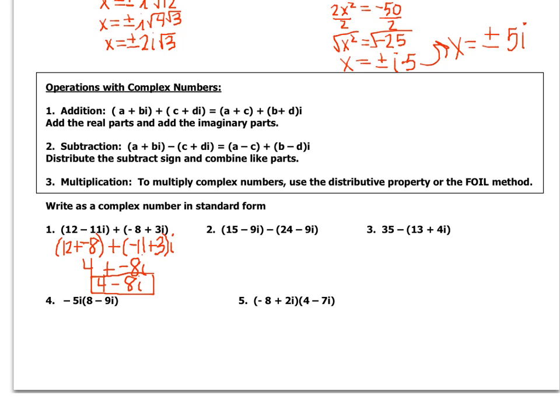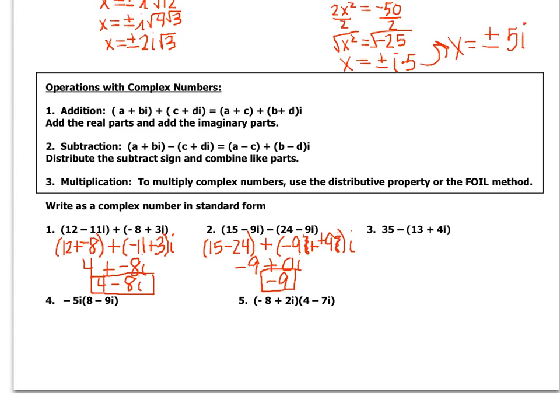This next one is subtracting, so I'm going to subtract my real parts first, 15 minus 24. And then I'm going to add to that, and I'm going to subtract my imaginary parts, negative 9i minus negative 9i. Now I should have taken those i's and put it on the outside, like that. So 15 minus 24 is negative 9, plus negative 9 minus a negative 9. That becomes plus 9, which is really just 0, and I still have i. Well, 0 times anything is 0. It goes away. So my simplified form is just negative 9.